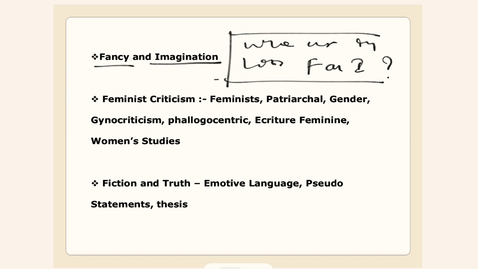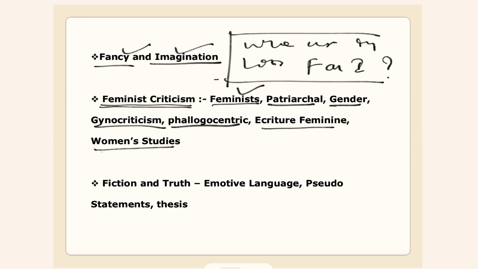In a PU lecturer and assistant professor exam, they have asked a direct question from this part, fancy and imagination. Feminist criticism. This is a well-resolved question in any exam. Feminism. Let's see. Feminist, patriarchal, gender, canon criticism, phallocentric, literature feminine, women's studies. These are the terms associated with feminist criticism.